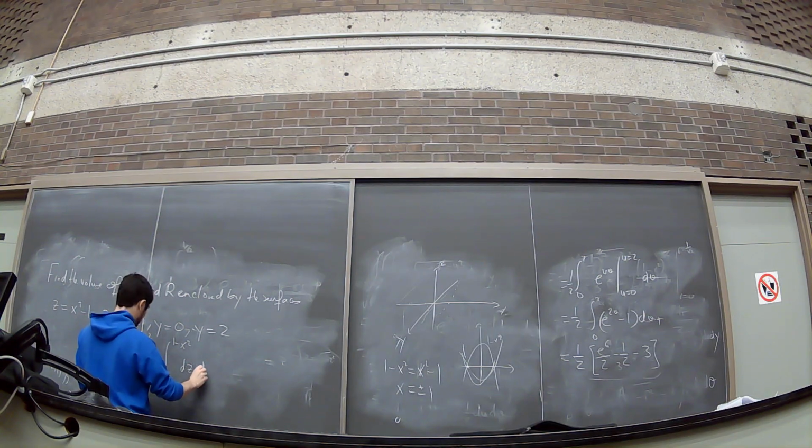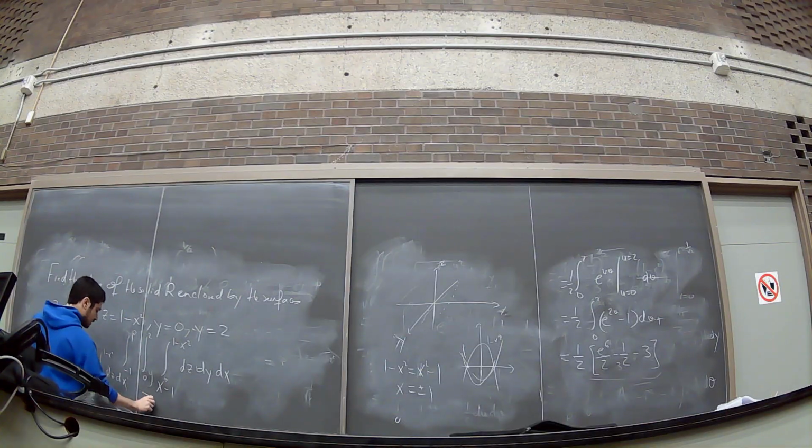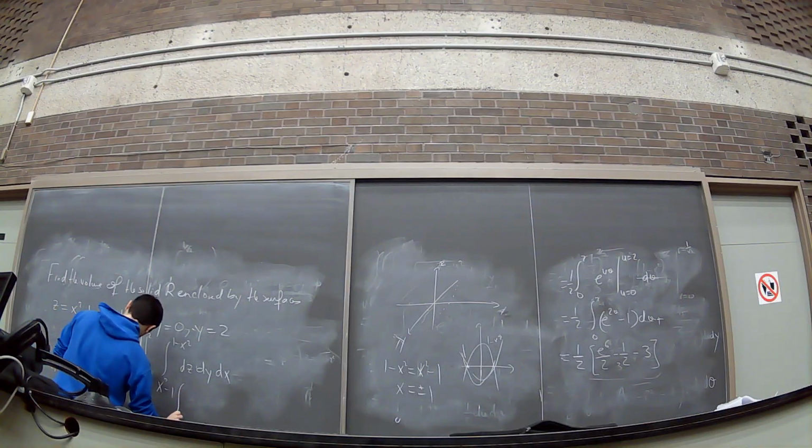dz, dy, dx. So you don't have any y here, right? If you don't have any y, you can integrate y, so you can integrate 2, right? And then you just have an integral on z, from minus 1 to 1, x squared minus 1 to 1 minus x squared, dz dx. This is easy. Now you get 2.